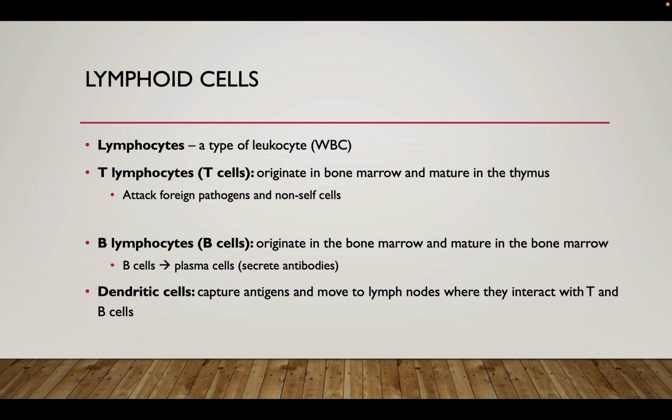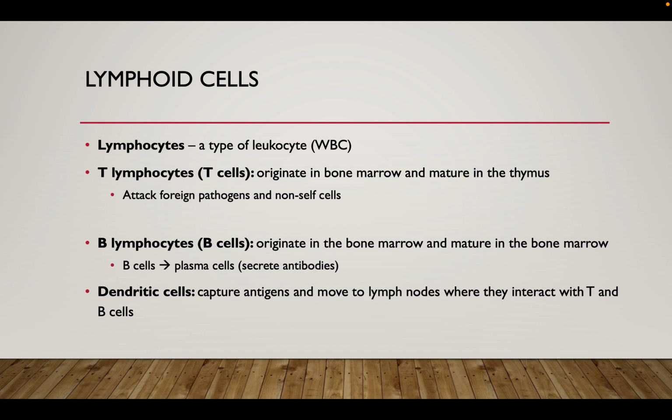Okay, so they both originate in the bone marrow, but they mature in different locations. The T cell is going to mature in the thymus. So T, thymus, you can associate those two things together. And these are going to be our attacking cells. They attack foreign cells, or cells that we'll consider non-self, so they're not native to our bodies.